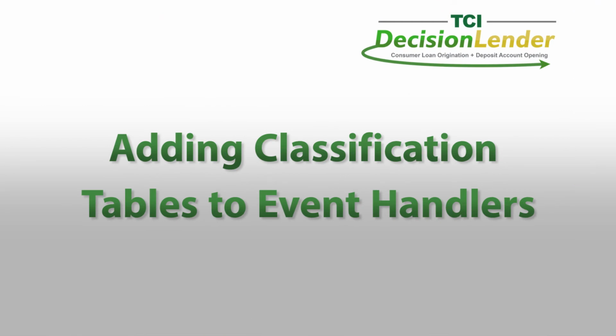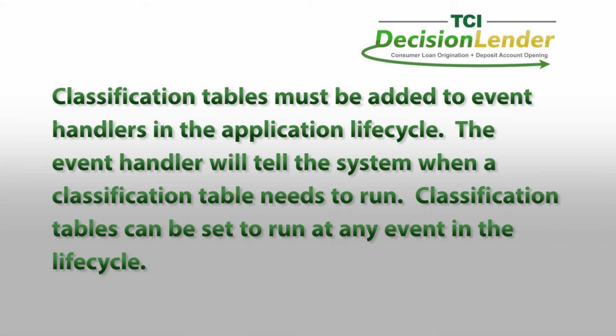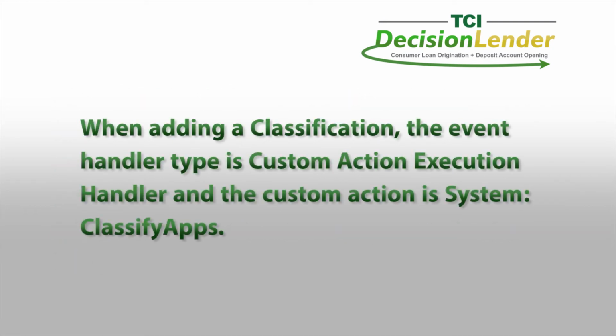Adding classification tables to event handlers. Classification tables must be added to event handlers in the application lifecycle. The event handler will tell the system when a classification table needs to run. Classification tables can be set to run at any event in the lifecycle. When adding a classification, the event handler type is Custom Action Execution Handler, and the custom action is System Classify Apps.